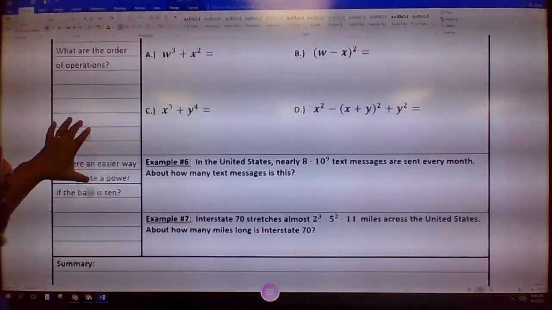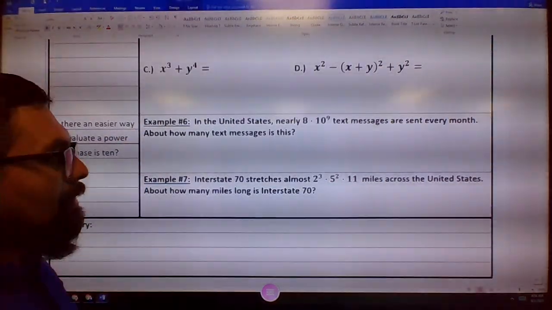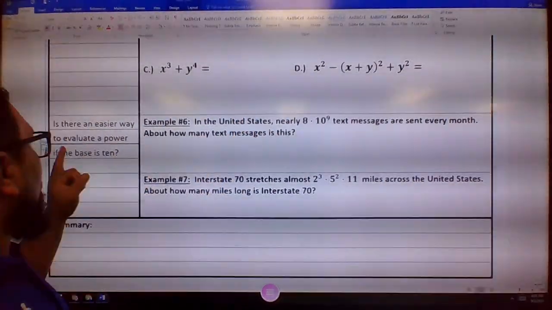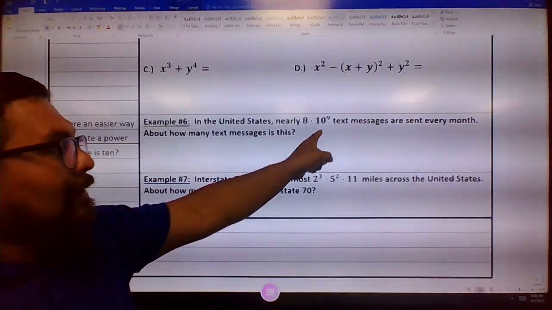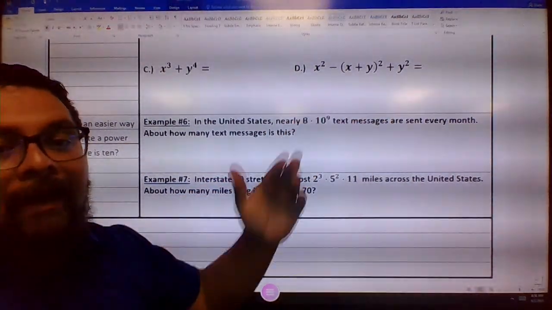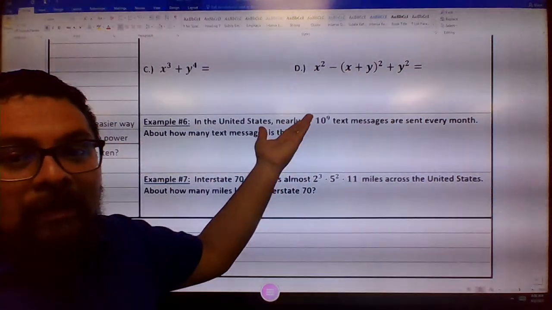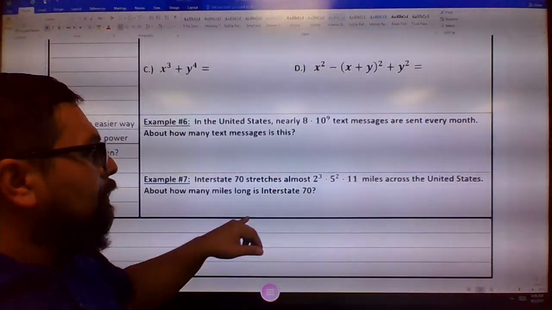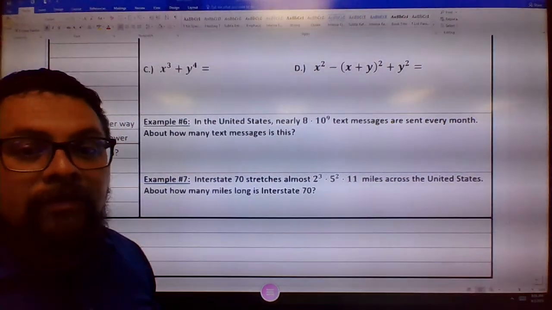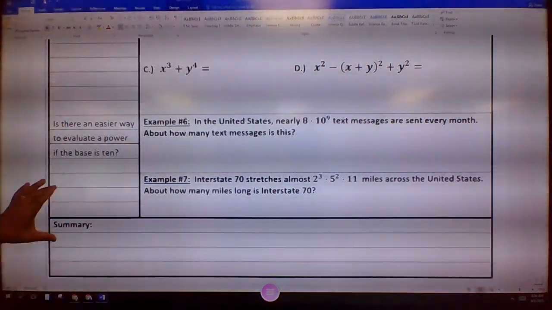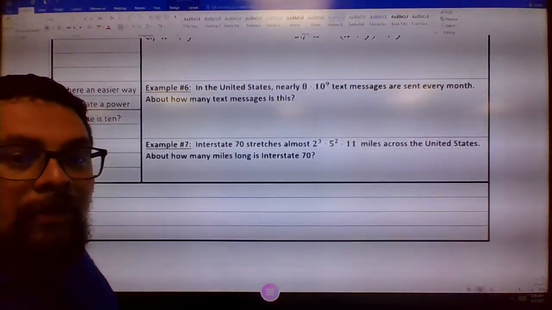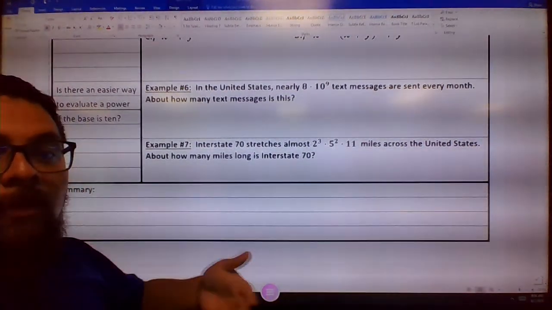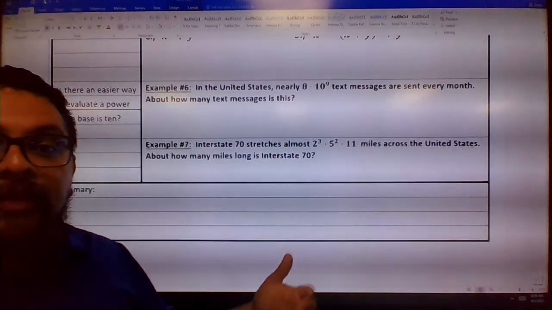Then we went on to examples 6 and 7. Example 6 has base 10. Base 10 means that the base is 10, and basically it's just zeros after that. On example 7, we found out how long this interstate is. Then you were supposed to go ahead and do the summary. I gave you a sample of the summary. Some of you added more stuff, which is great.